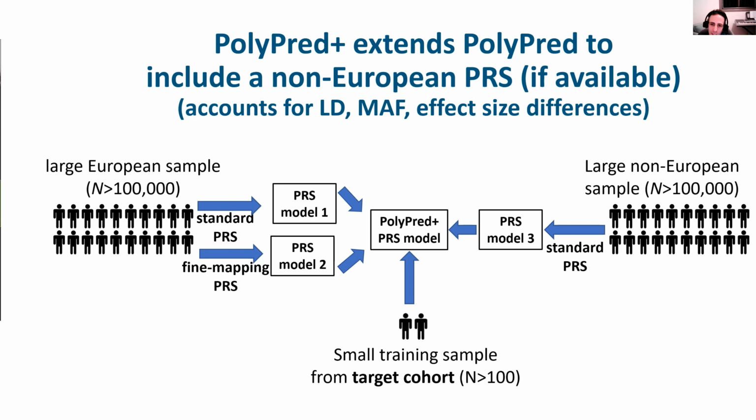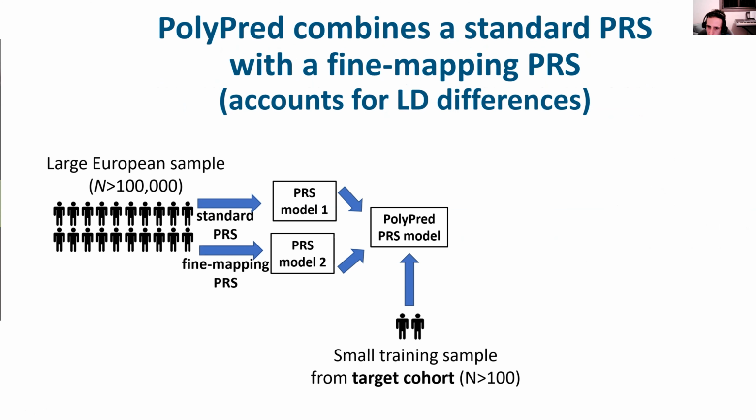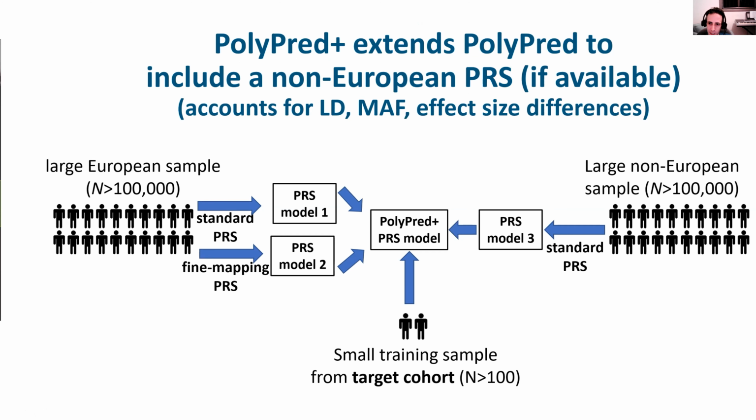If you can see the difference between this slide and the previous one, the only difference is that we added more stuff on the right. The left is exactly the same. So now we have another cohort of ideally non-European samples. Again, it should ideally be pretty large, otherwise the gains will not be very impressive. Now we're going to train a standard PRS model on this cohort on the right, and we have PRS model 3.